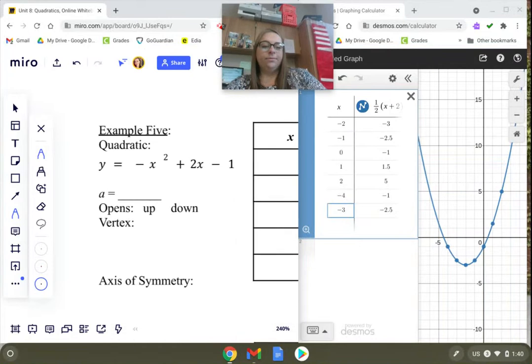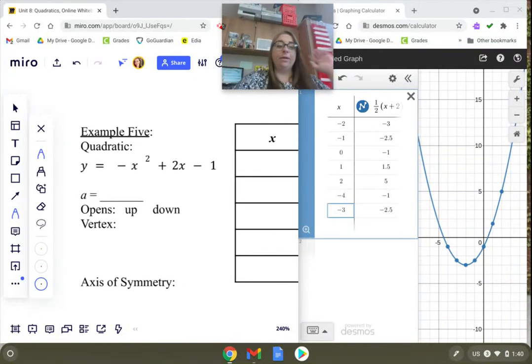All right, so here we are. First things first, what is a? And a in this problem is negative 1. It's just whatever's in front of that x squared. From there, because it's negative, we know it's going to open down.